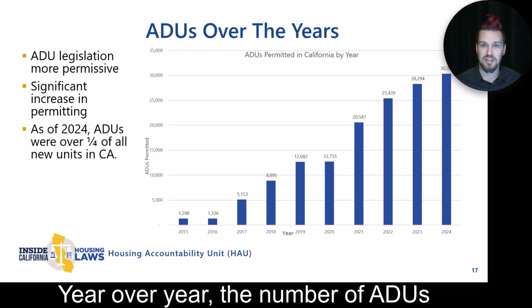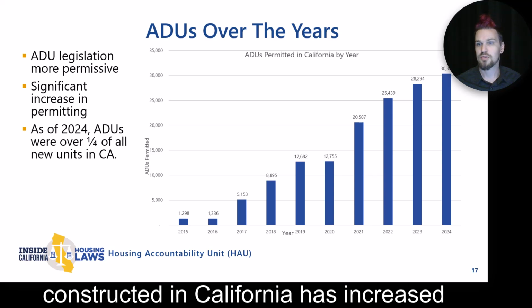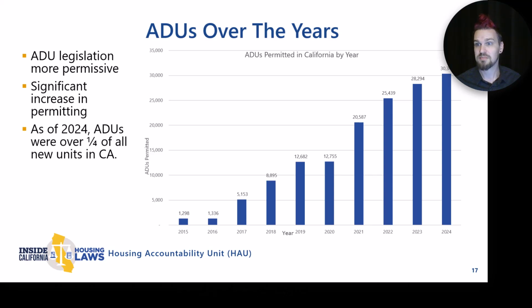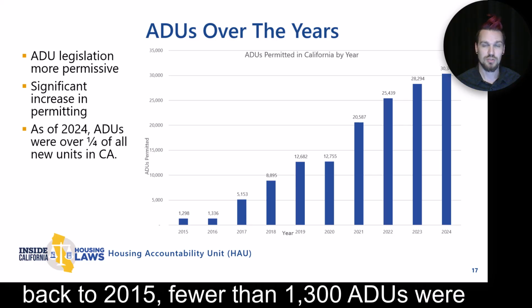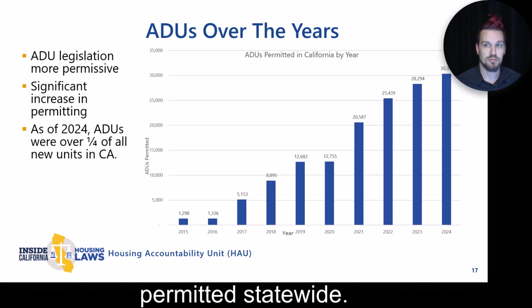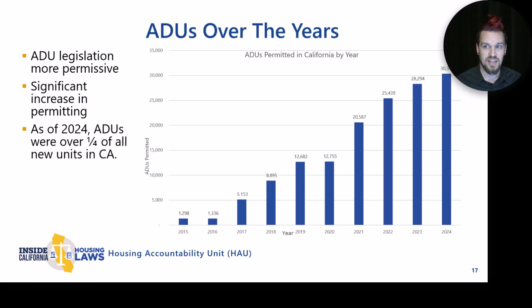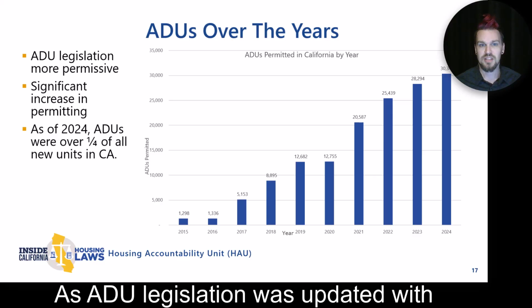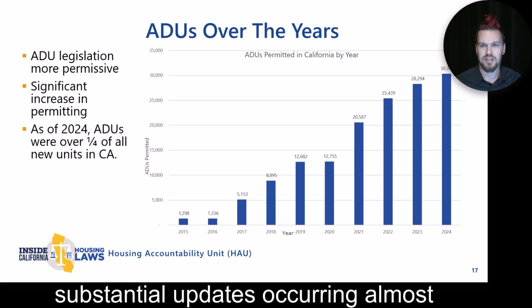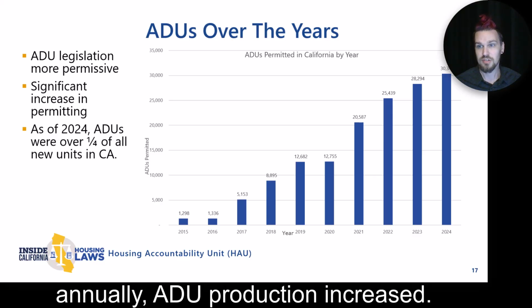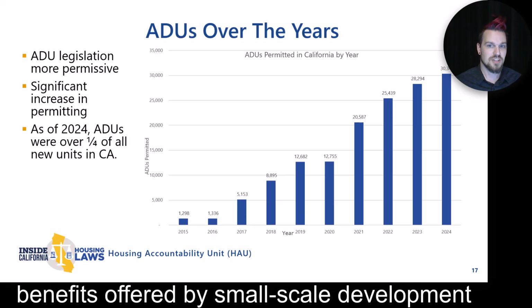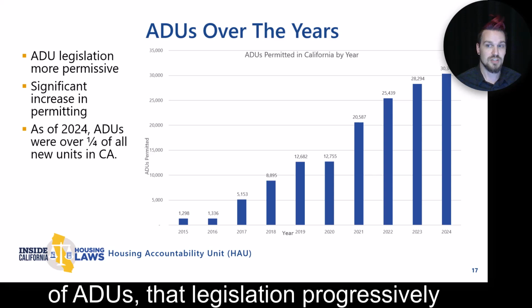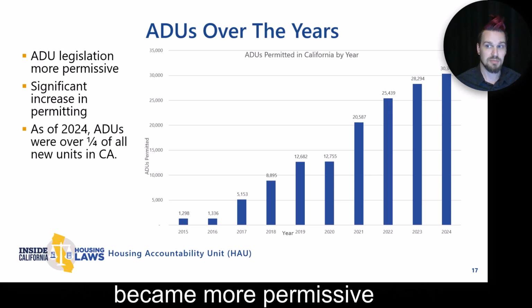Year over year, the number of ADUs constructed in California has increased substantially. According to recorded APR data looking back to 2015, fewer than 1,300 ADUs were permitted statewide. As ADU legislation was updated, with substantial updates occurring almost annually, ADU production increased. As a result of these increases and the benefits offered by small-scale development of ADUs, that legislation progressively became more permissive.